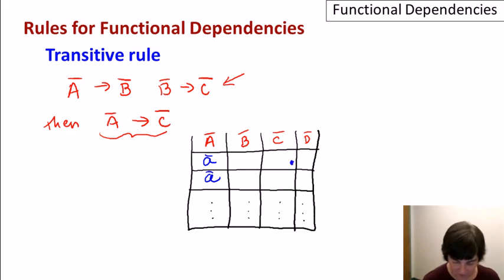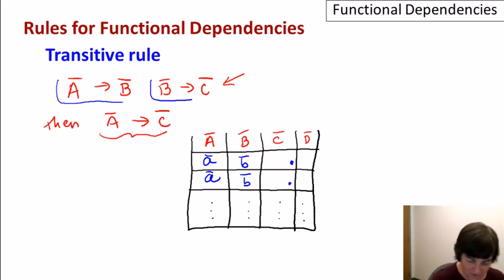So to prove that A determines C, I have to prove that if two tuples have the same A values, we'll put little bars there, then they also have the same C values. So I need to show that these two C values here are going to be the same. So you can see what's going to happen.